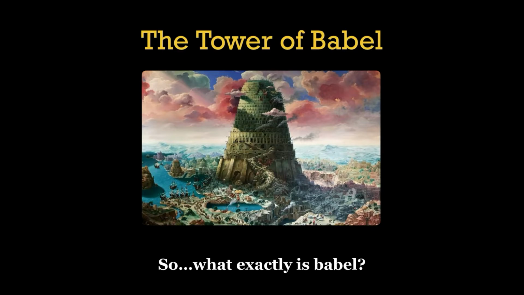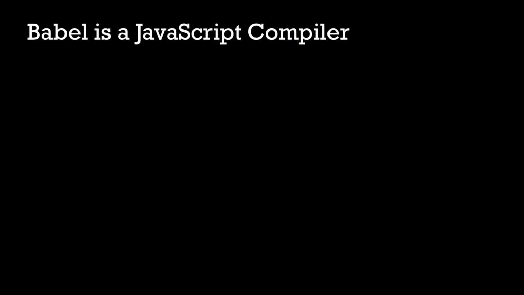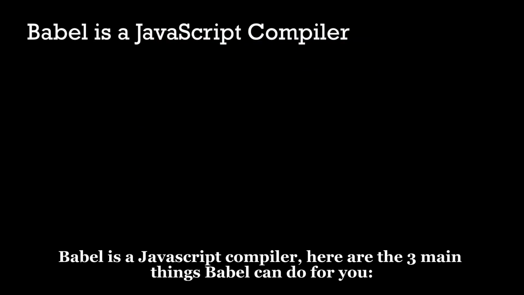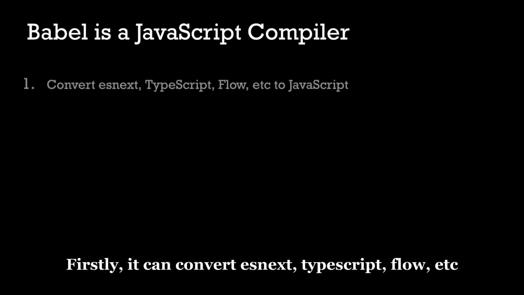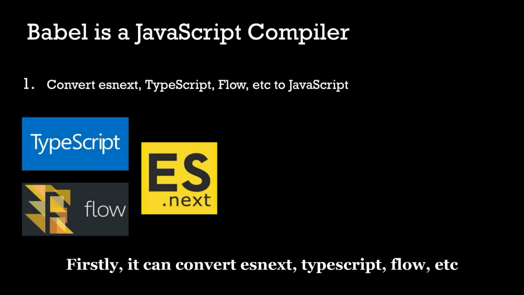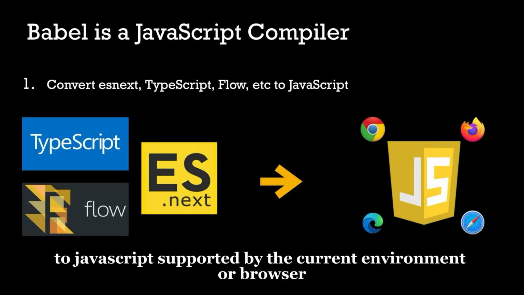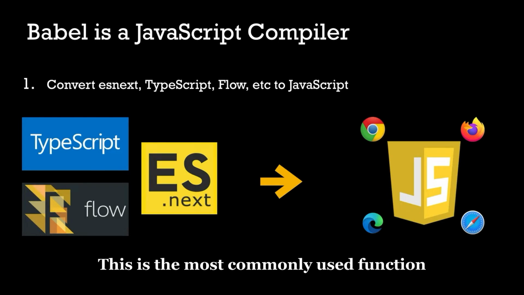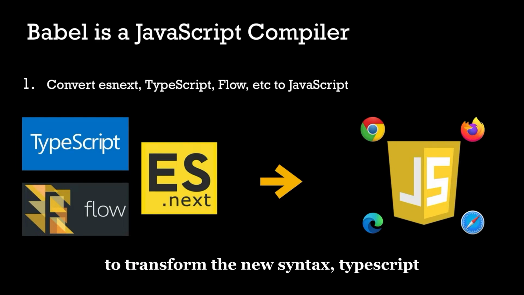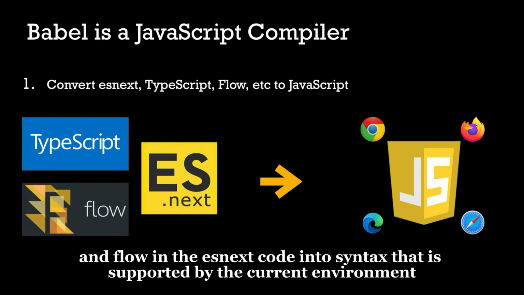So what exactly is Babel? Babel is a JavaScript compiler. Here are the 3 main things that Babel can do for you. Firstly, it can convert ES-Next, TypeScript, Flow, etc. to JavaScript supported by the environment or browser. This is the most commonly used function to transform the new syntax, TypeScript, and Flow in the ES-Next code into syntax that is supported by the current environment.